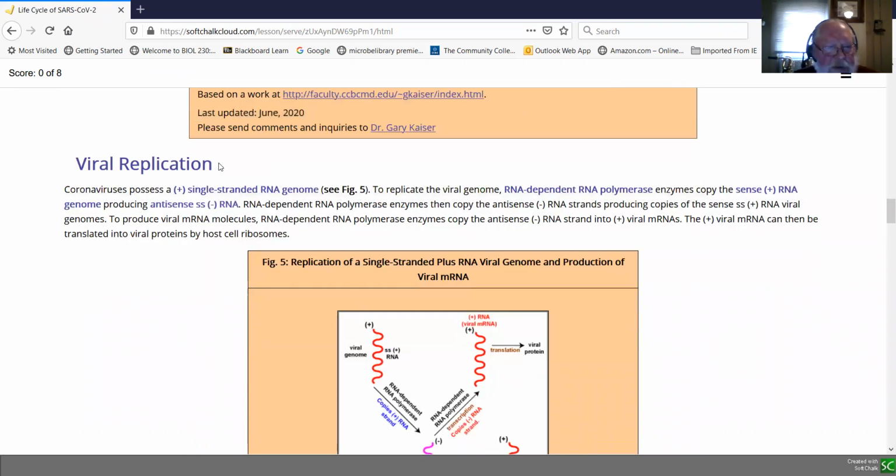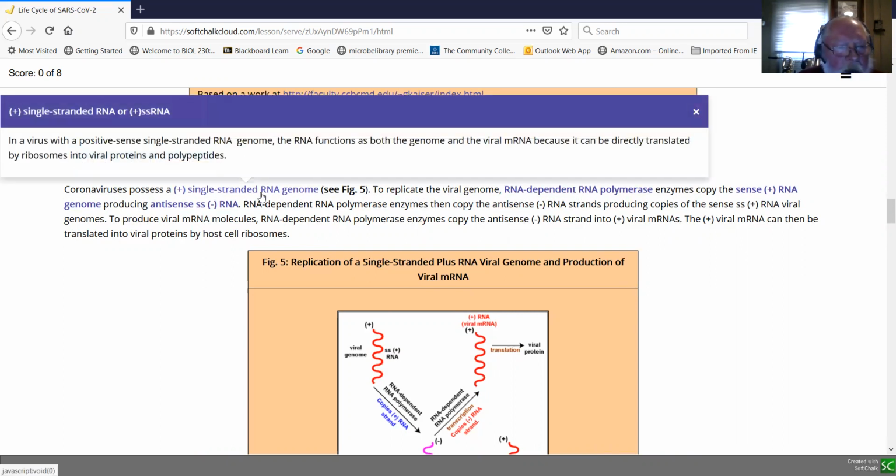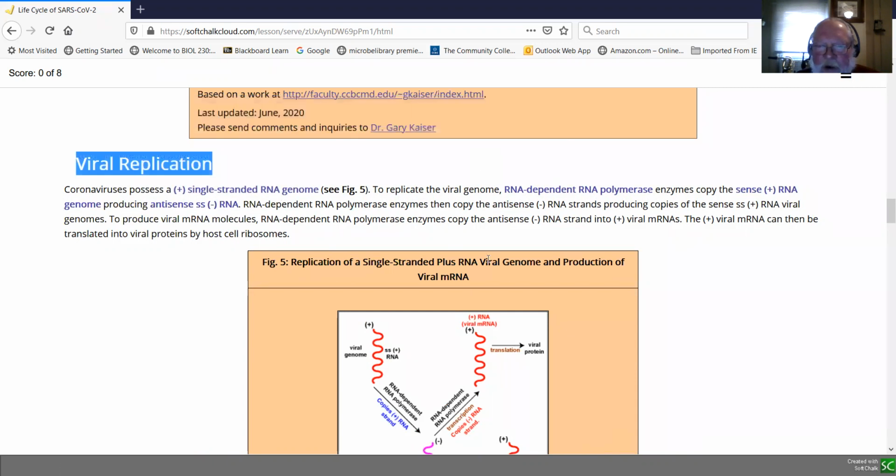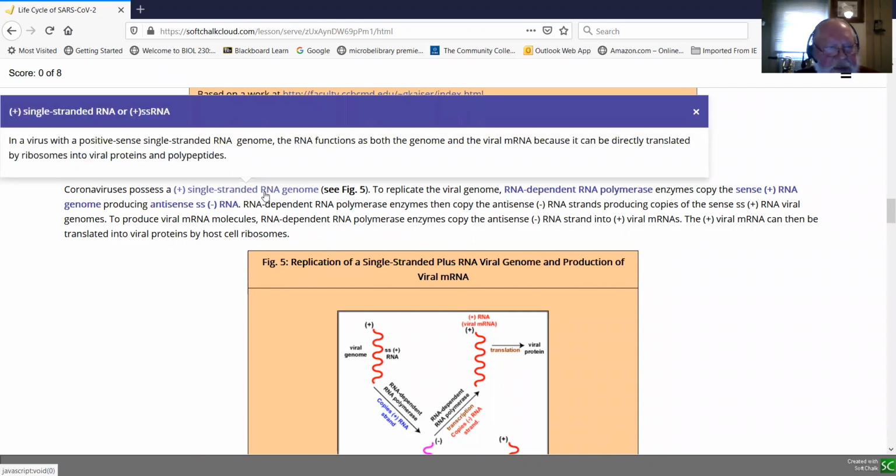At that point, the virus is ready to replicate. Now, again, the virus has a plus single-stranded RNA genome and a plus sense strand. The sense strand refers to the fact that the sequence of nucleotides contains the codons that directly code for viral proteins. So a plus sense strand is one where our viral messenger RNA can be directly translated by ribosomes into viral proteins.